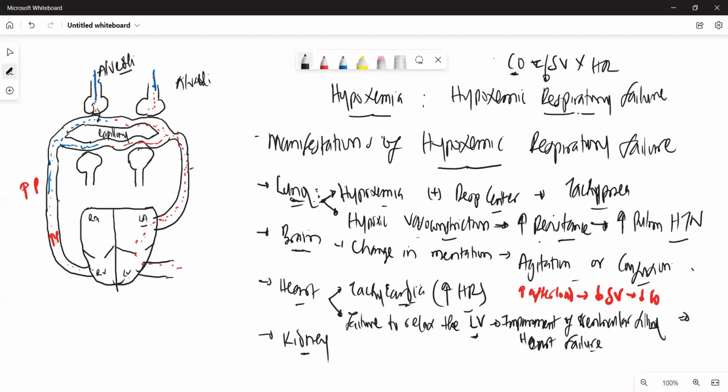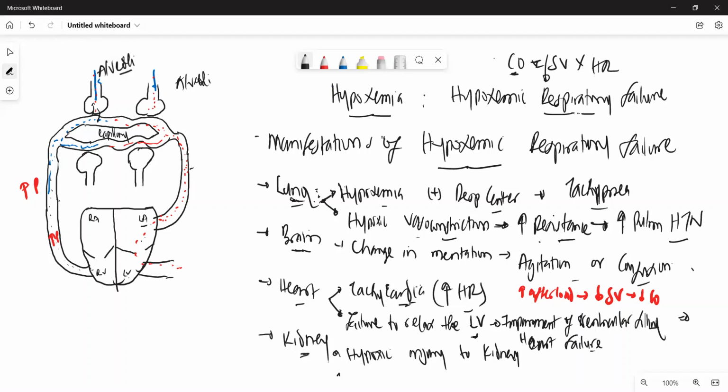So moving on to the next organ, the last one, which is the kidney. Of course, the kidney is also very sensitive to hypoxemia. So if there is not enough oxygen going to the kidney, that can lead to hypoxic injury to the kidney, and that can damage the kidney.